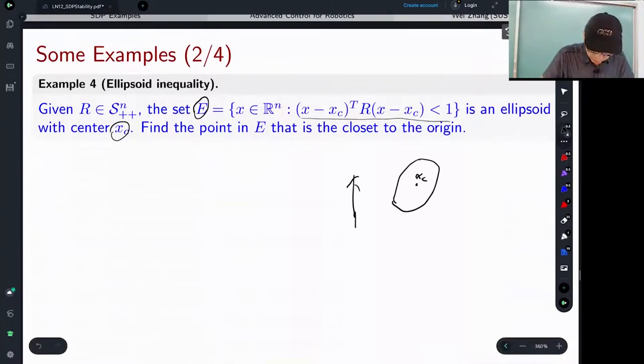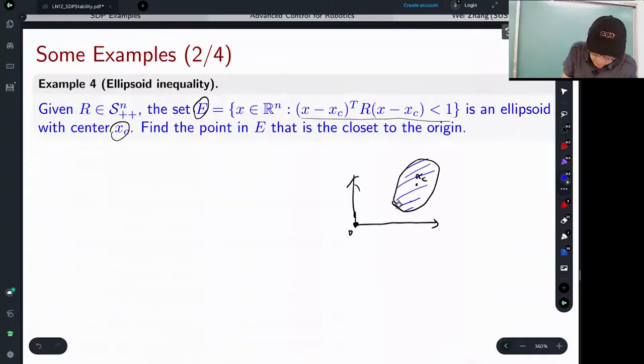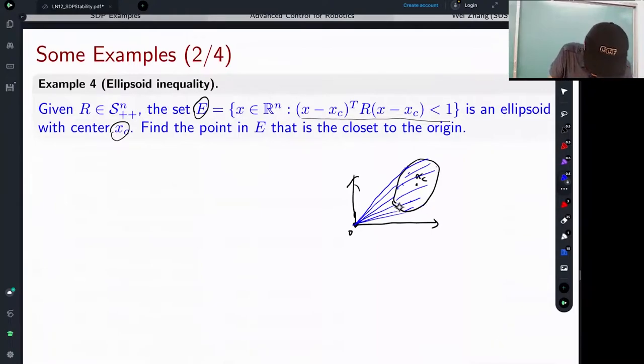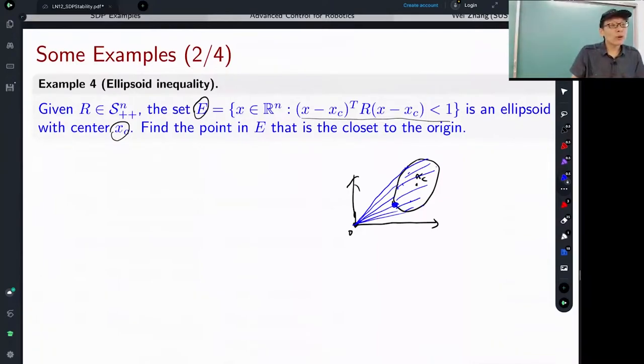Suppose I have a coordinate system. This is my coordinate system. What I want to find is the nearest point inside this E. So that's my E, right? I want to find any point. Maybe some point will have a distance like this, some point this, right? You can find a lot of lines, and roughly speaking, maybe this point is the shortest or closest point, but you want to find it.